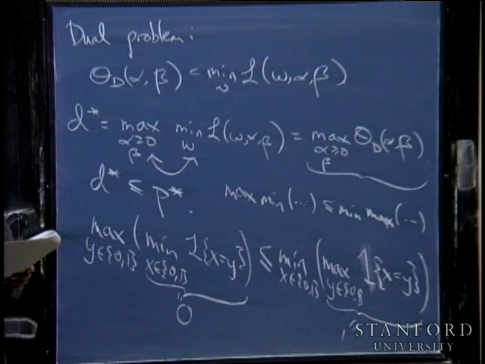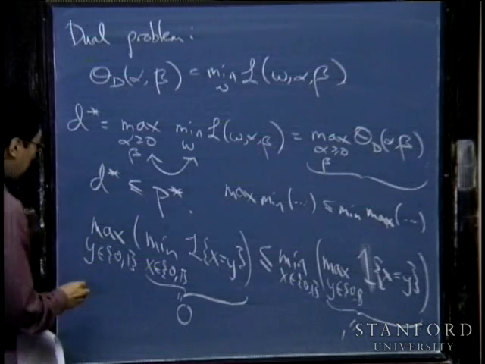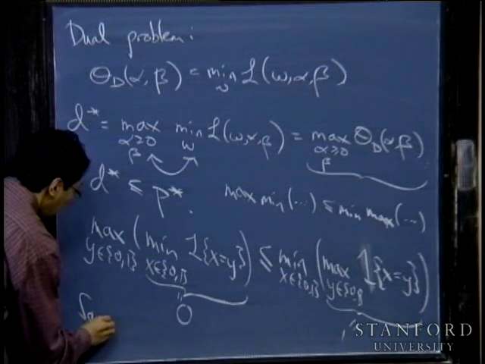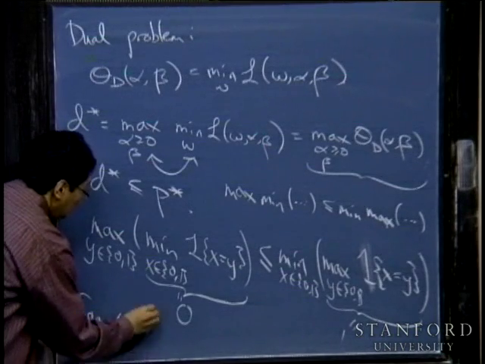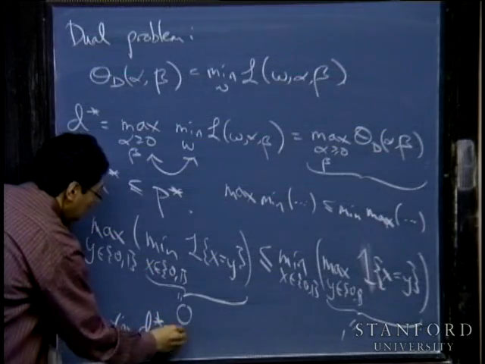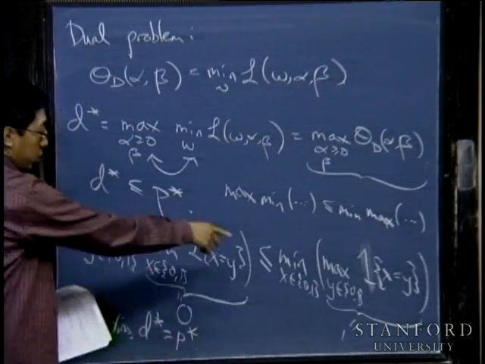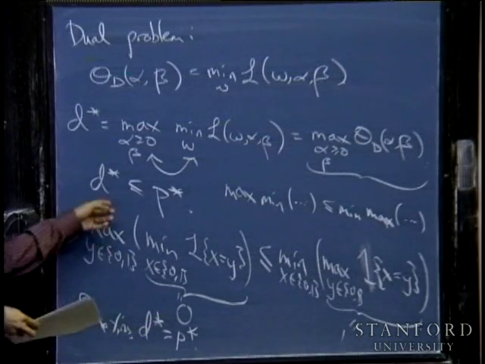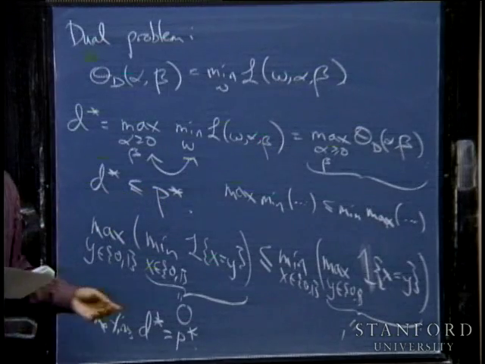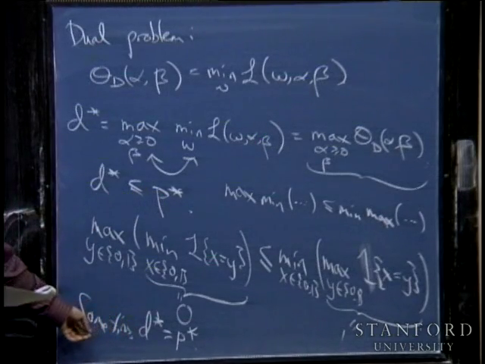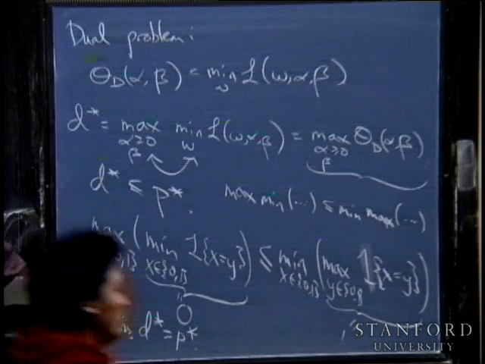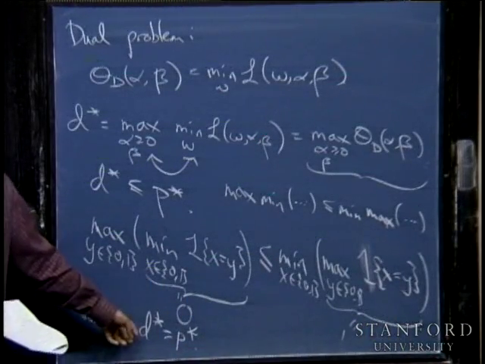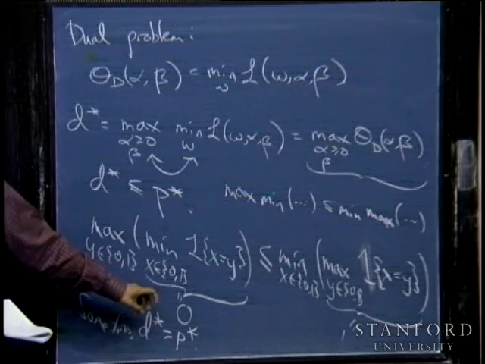But it turns out that sometimes under certain conditions, these two optimization problems have the same value. Sometimes under certain conditions, the primal and the dual problems have the same value. And so you might be able to solve the dual problem rather than the primal problem.